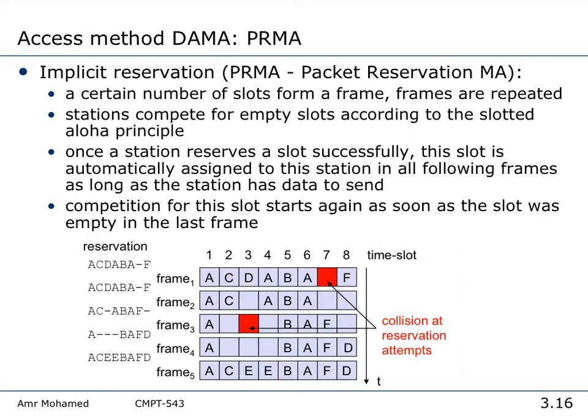All right. So there is another way of reservation, which is what we call implicit reservation. In implicit reservation, or what we call packet reservation multiple access, we do not have a separate reservation phase. We do not have that.